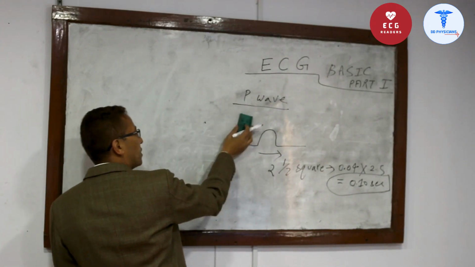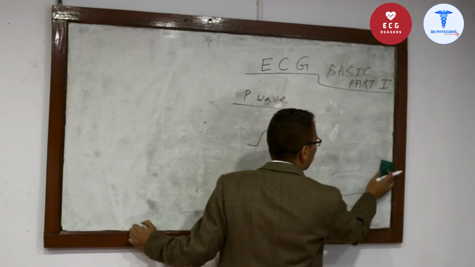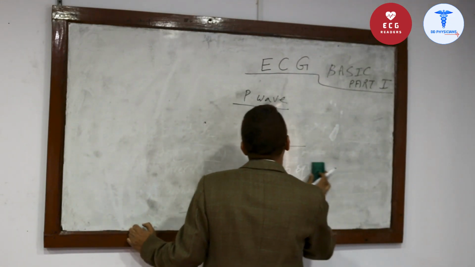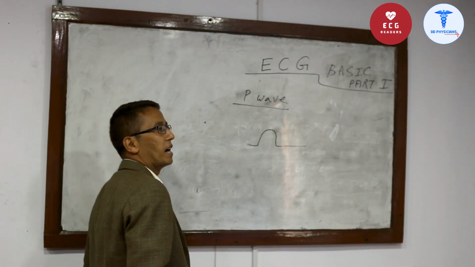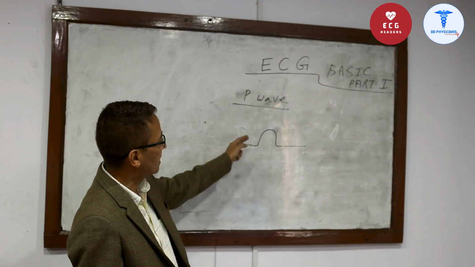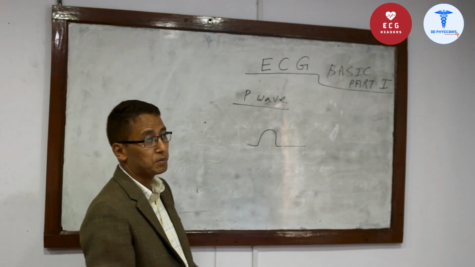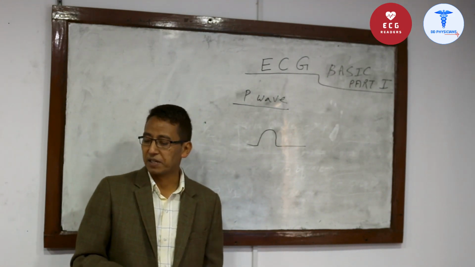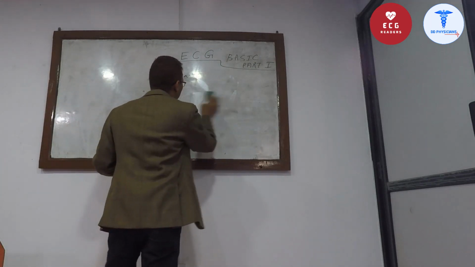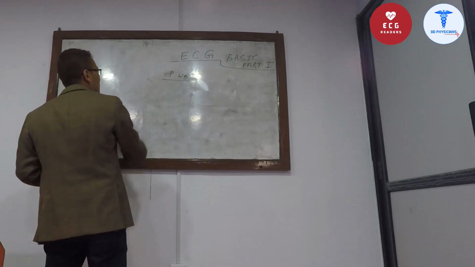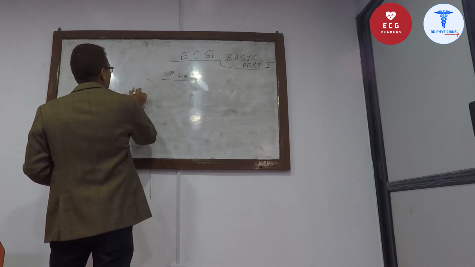Then what abnormality can occur in the P wave? Normally it is convex upward, it looks like this, in all leads except aVR where it is inverted. Sometimes P waves are absent.